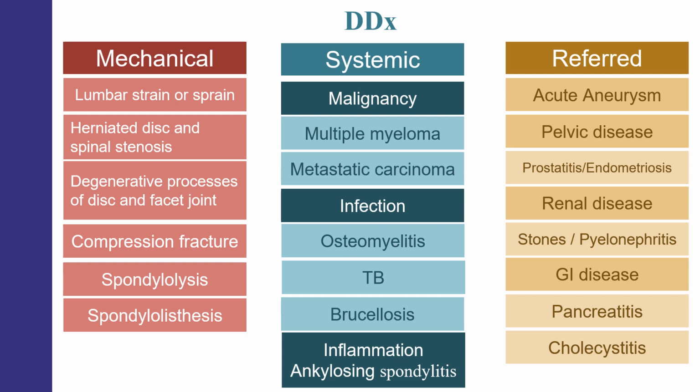Once you know the anatomy, you should know the differential diagnosis of a patient with low back pain. It can be divided into mechanical cause, systemic cause and referred pain. The most common is the mechanical cause. In the mechanical group, you can have a lumbosacral strain or sprain, herniated disc, degeneration of the spine, compression fracture, spondylolysis and spondylolisthesis. These are the most common causes. In the systemic group, you have malignancy, multiple myeloma and secondaries, and infection, osteomyelitis, and the most common is tuberculosis of the spine. The inflammatory cause is ankylosing spondylitis or a reactive arthropathy.